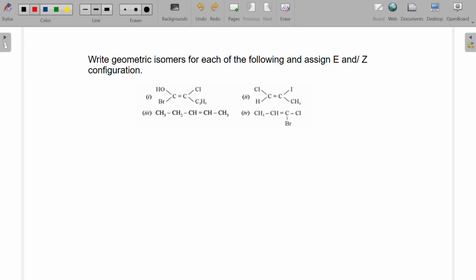Hello viewers, so we have this question under organic chemistry. It says write geometric isomers for each of the following and assign E and Z configuration. Now to answer this question, we need to understand what geometric isomers are.